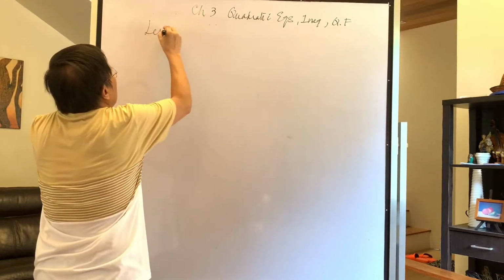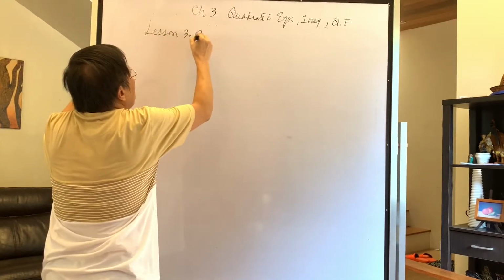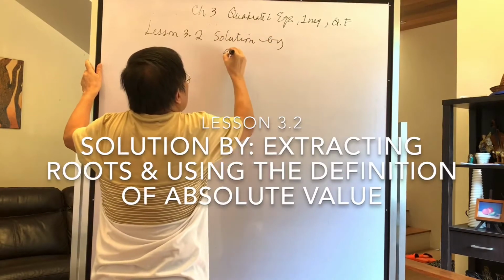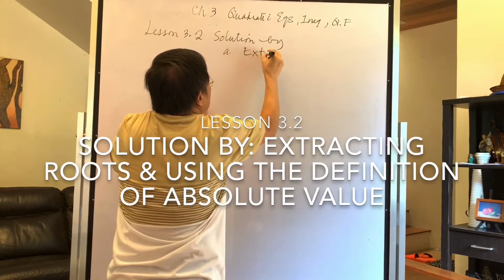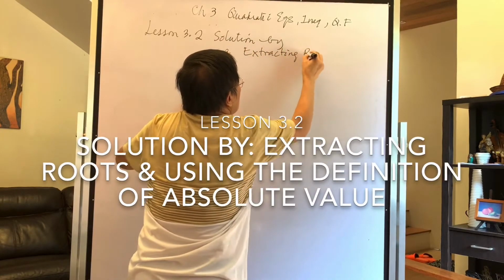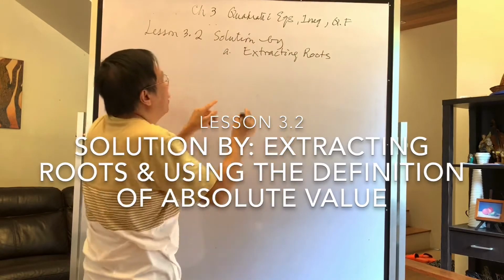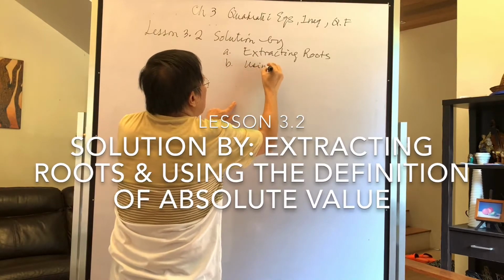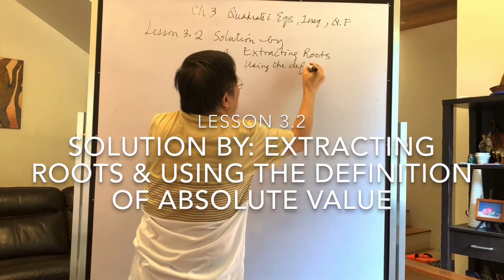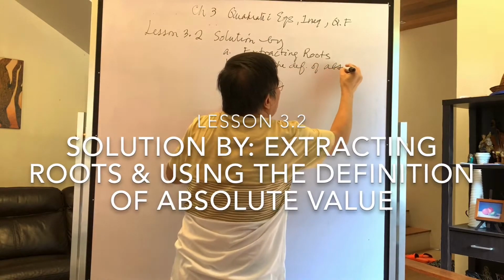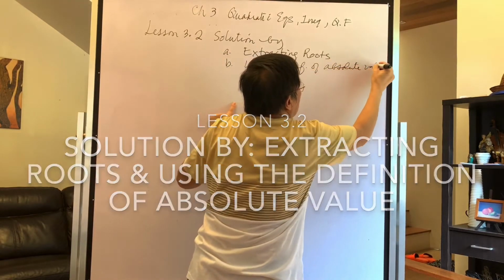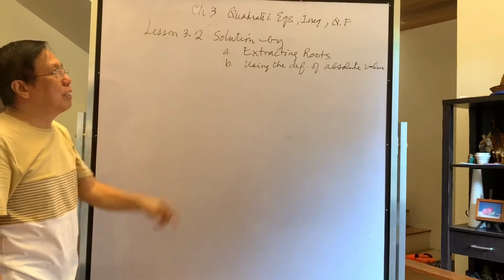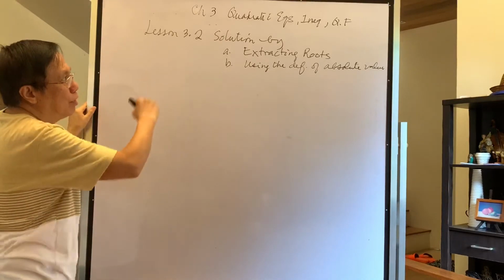So we have lesson 3.2, which will be solution by extracting roots using the square root property, and solution by using the definition of absolute value. Okay, so what do we do when we use extracting roots or using the definition of absolute value?